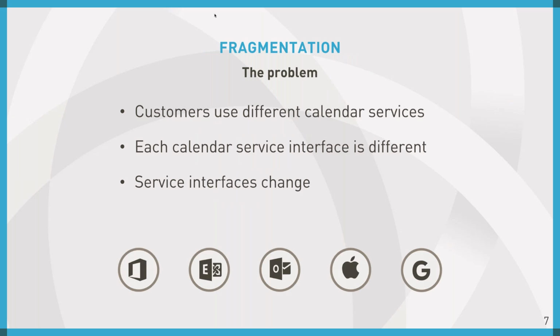Now, with the fragmentation problem, people use different calendar services. So you have Google, iCloud, Exchange, Office 365, Outlook.com, and the list goes on. These calendar services are not owned by the same vendor. So that means that each calendar speaks a different language. To connect to your customers' calendars, you have to build separate integrations for each calendar. So basically, to do this, you need a team that is dedicated only to calendar integration. And this is really expensive to do, usually in-house.